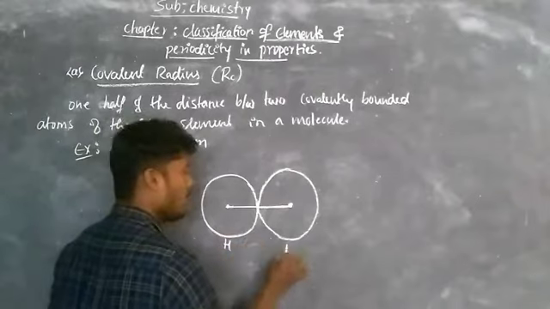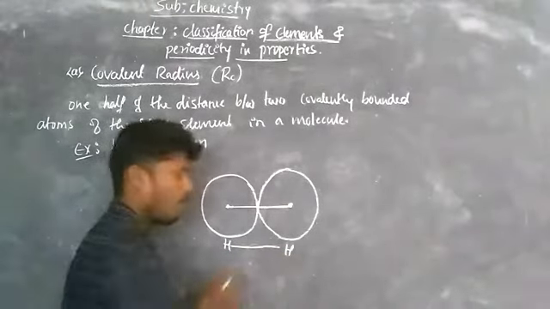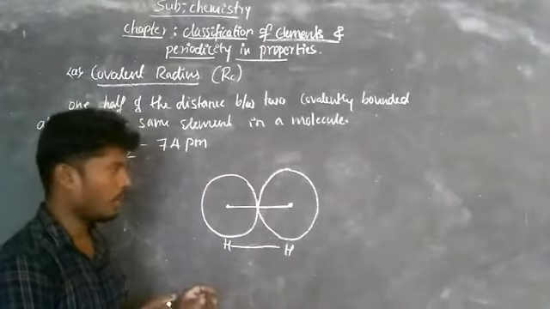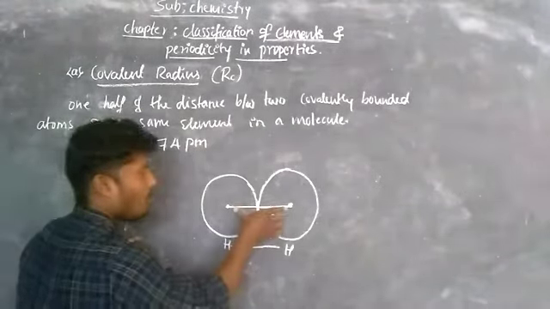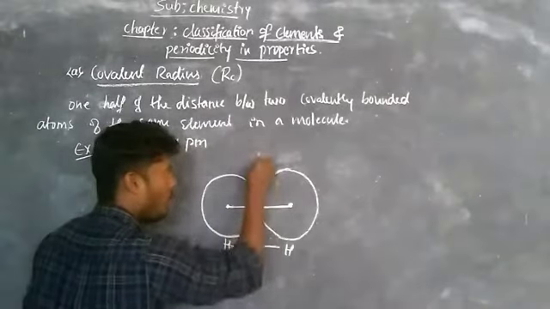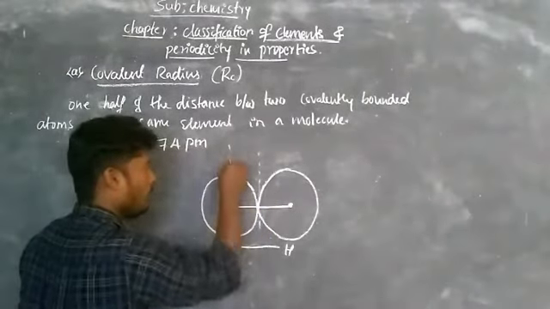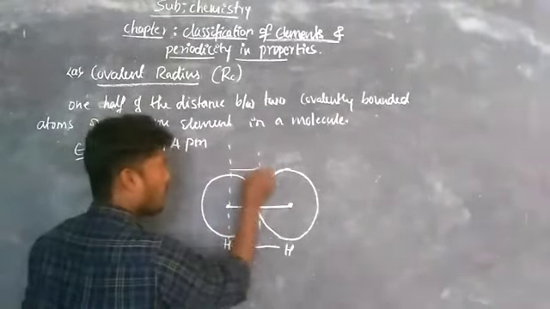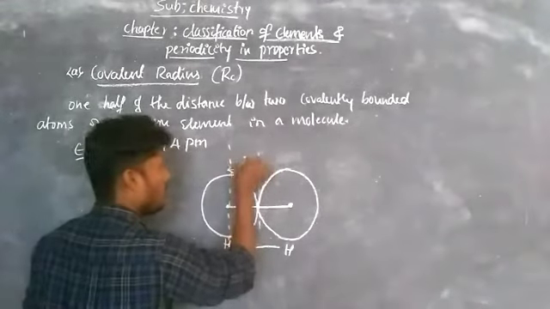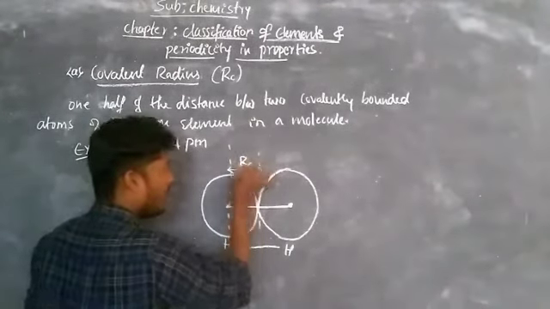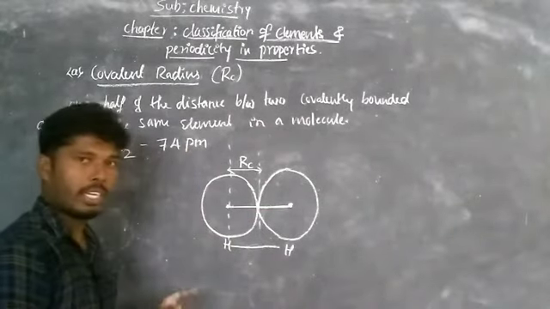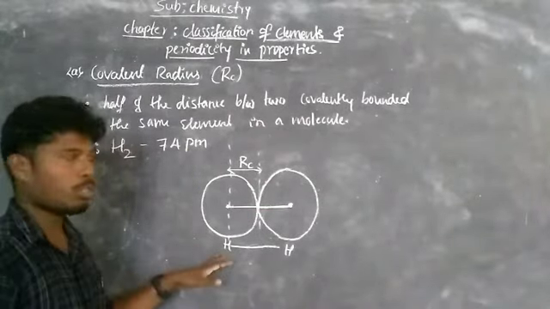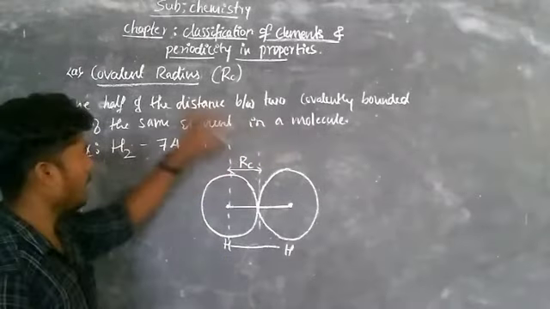This is one hydrogen, this is another hydrogen. These two make a bond like that. Hydrogen molecule. Now here, according to the definition, one half of the distance is called the covalent radius, that is radius R. This is one half of the distance between two covalently bonded atoms of the same molecule in an element.